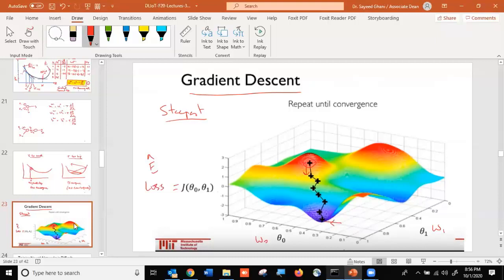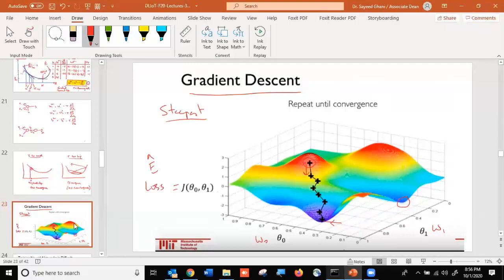Okay, now sometimes you could actually have multiple solutions, and you could also get stuck in a non-globally optimal solution. So this is a local optima, but this is not a global optima. So this is a global optima, right?